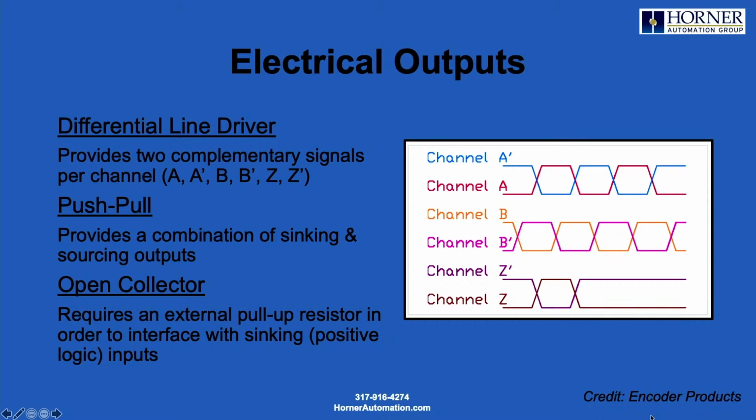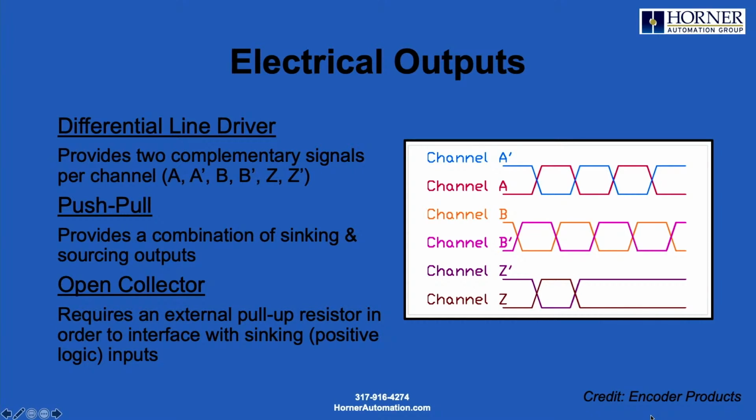Another option that can work really well is something called push-pull. Once again, this is typically compatible with 24 volt level signals. Push-pull does mean that it provides both sinking and sourcing outputs, which means it's compatible with both sinking and sourcing inputs. And in the case of our Horner all-in-one controllers, sinking inputs or positive logic inputs are the most common by far. So push-pull is another good option, again, provided that 24 volt levels are available.